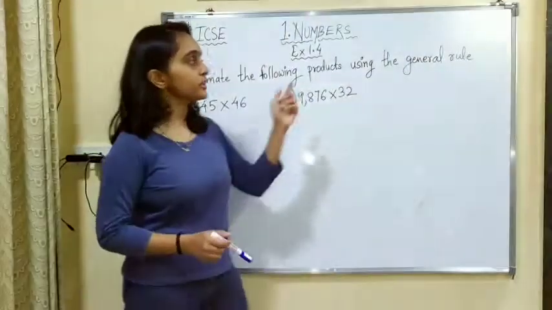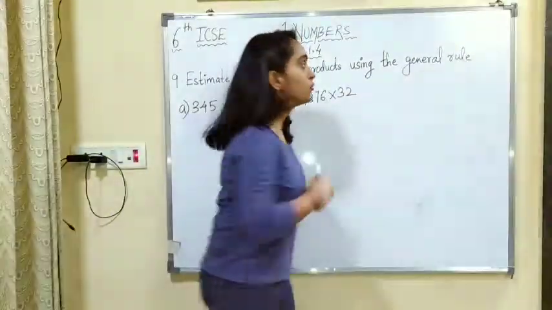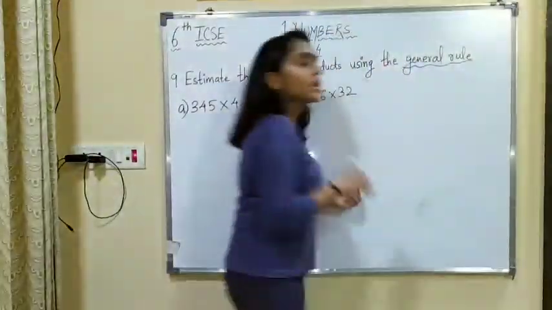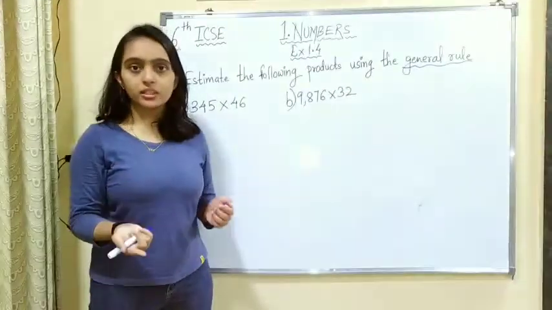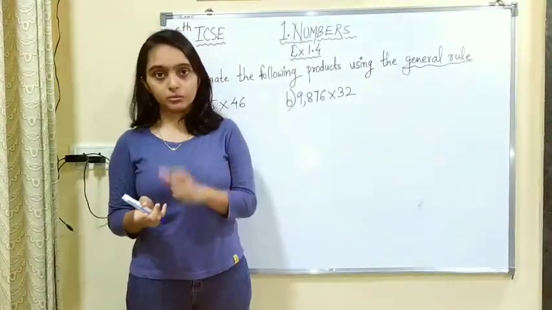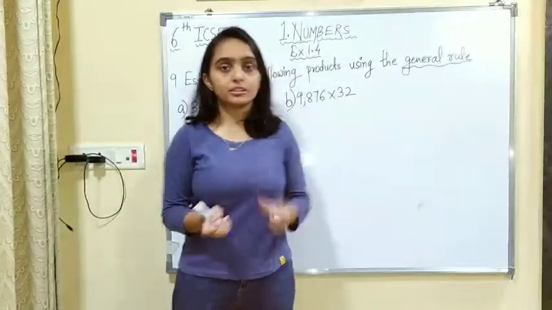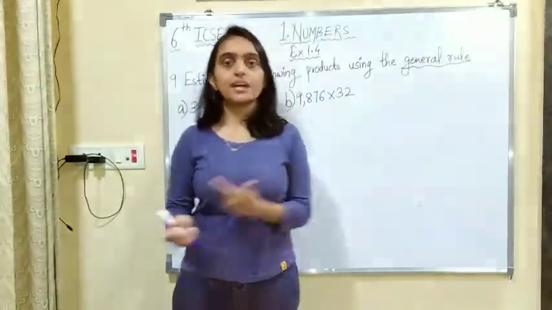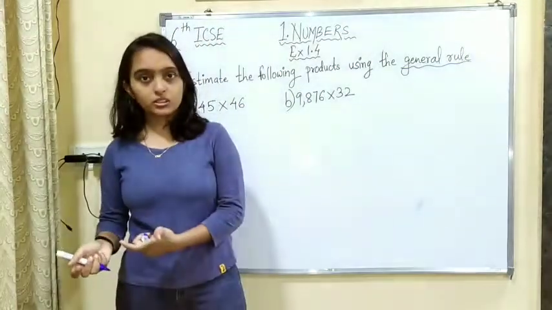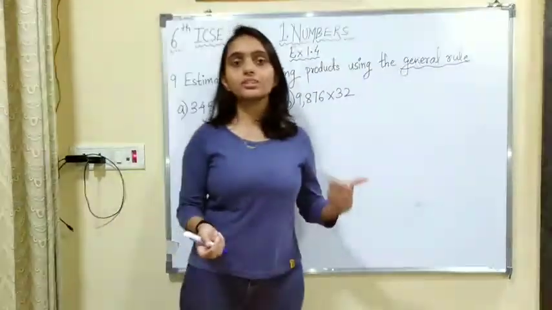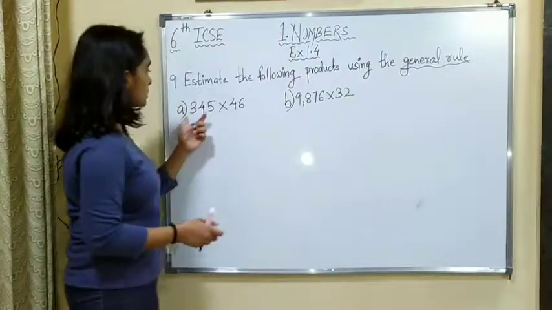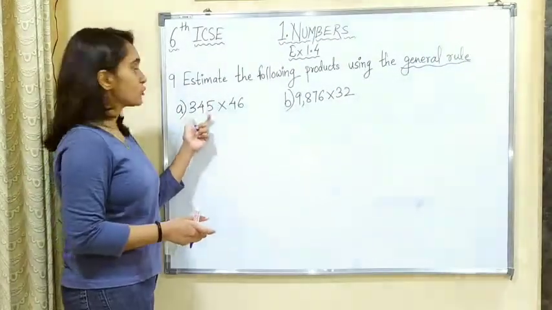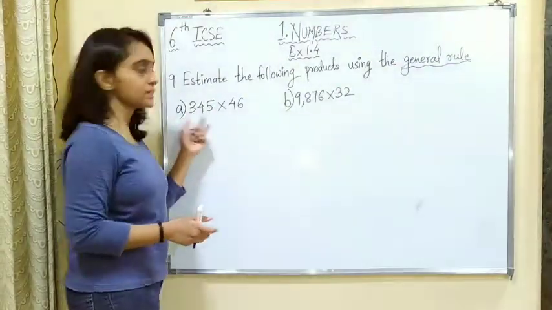Estimate the following products using the general rule. Now what is the general rule? Here if a 2-digit number is given, estimate the number to the nearest tens place. If a 3-digit number is given, we will estimate it to hundreds place, and similarly if a 4-digit number is given, we will estimate it to thousands place. So here the 3-digit number is given, so we will estimate it to hundreds place.